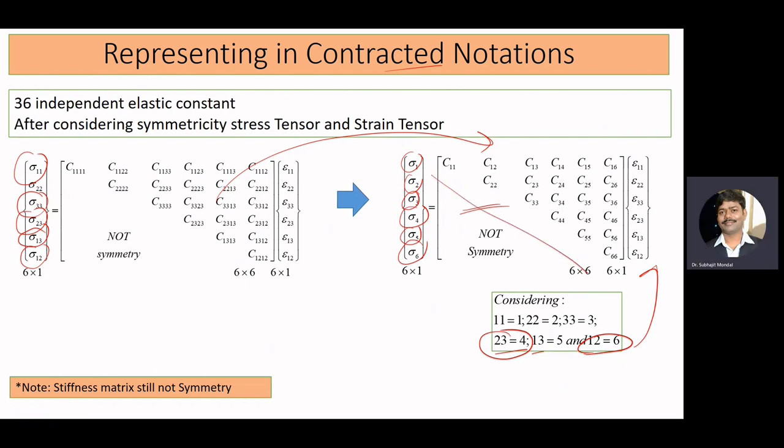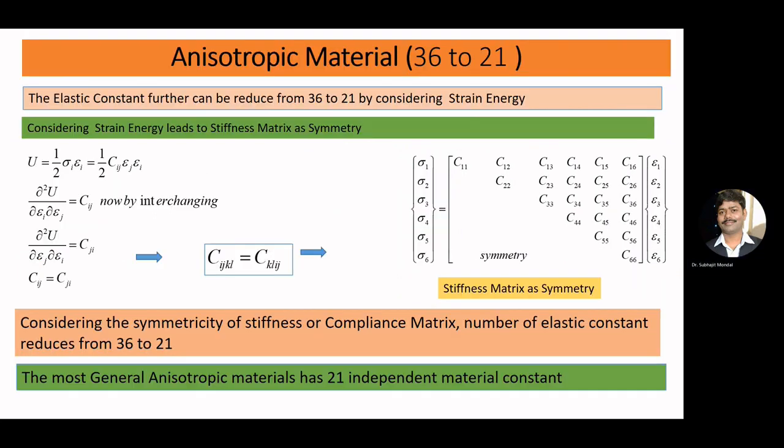Now this is our contracted notation to correlate our stress and strain. Here you observe that we have arrived at 36 elastic constants for a material in which the stress and strain tensors are symmetric, but our material parameter or stiffness matrix is not symmetric.